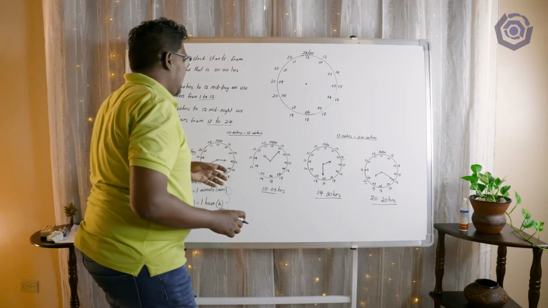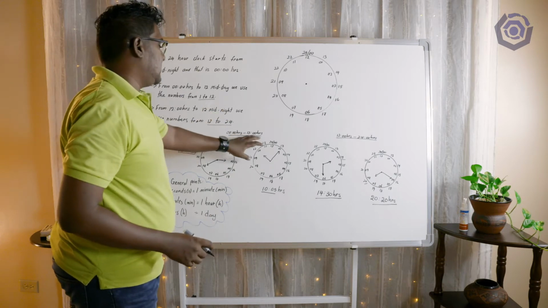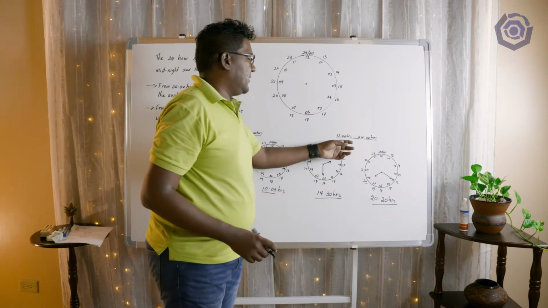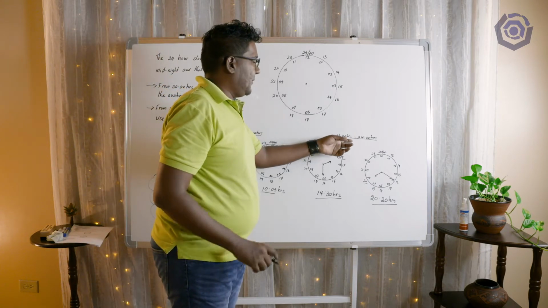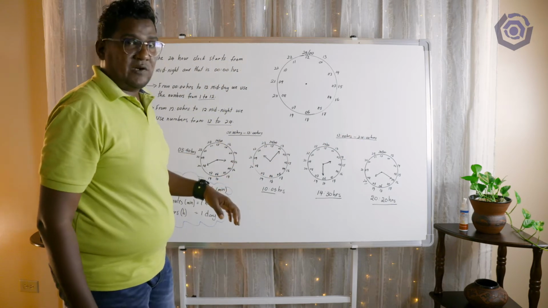So what you must remember is that when you're dealing with the first half of the day, midnight to midday, you use numbers from 1 to 12. And when you're dealing with time from midday to midnight, we use numbers from 12 to 24.